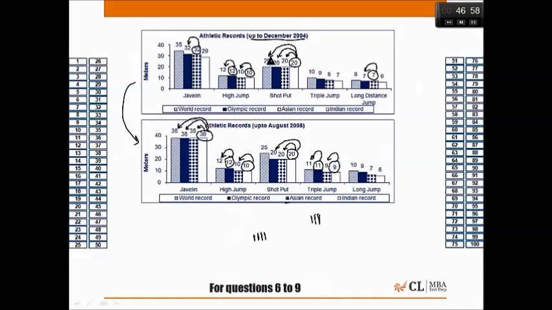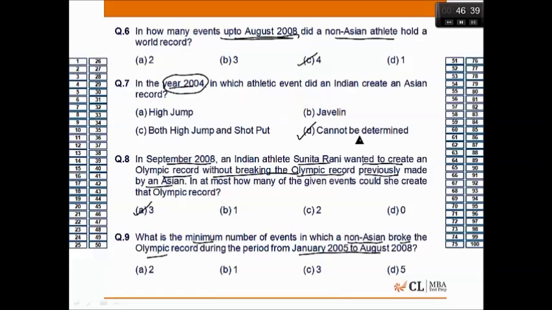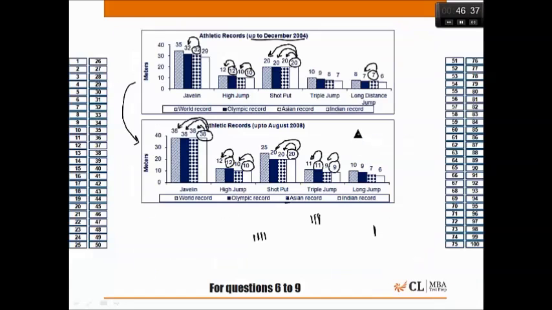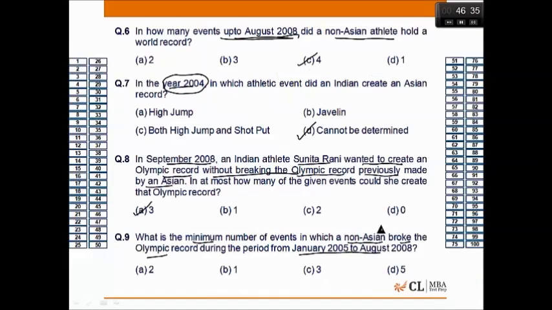So 20, 20, 20 and then 20, 20, 20, 20, minimum, not 1. This is non-Asian, this is non-Asian, okay. This is non-Asian would have broken, right? Okay, 2 will be the minimum case. Okay, great. So one DI knocked off. Let's do one more DI.